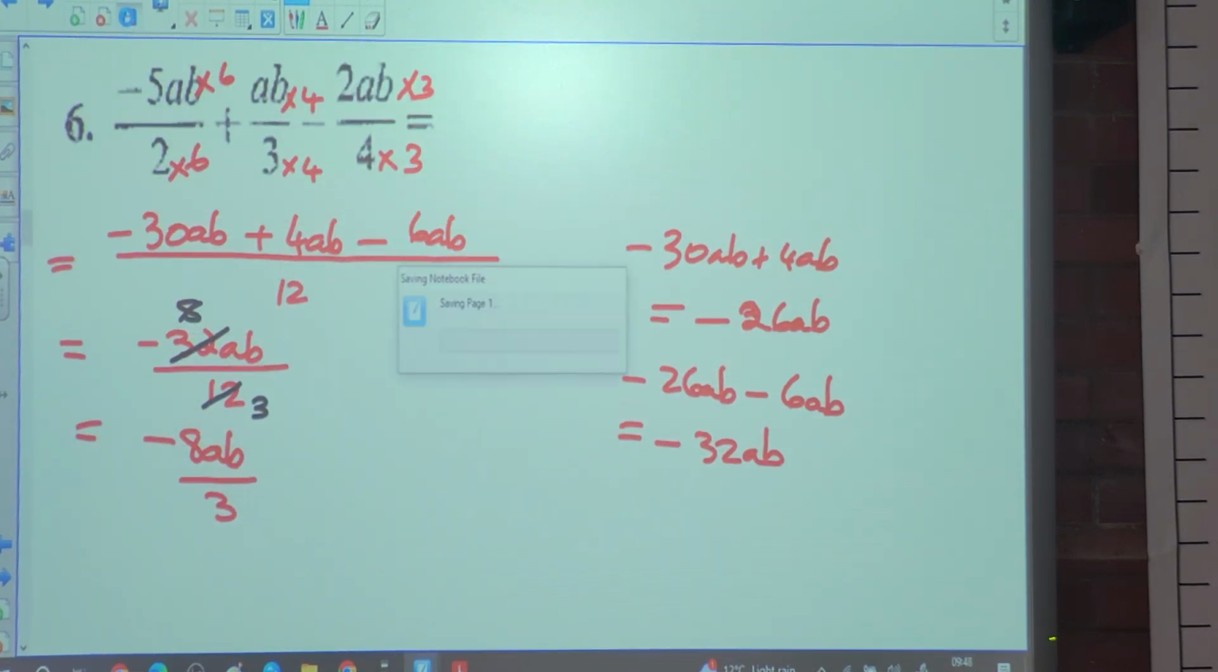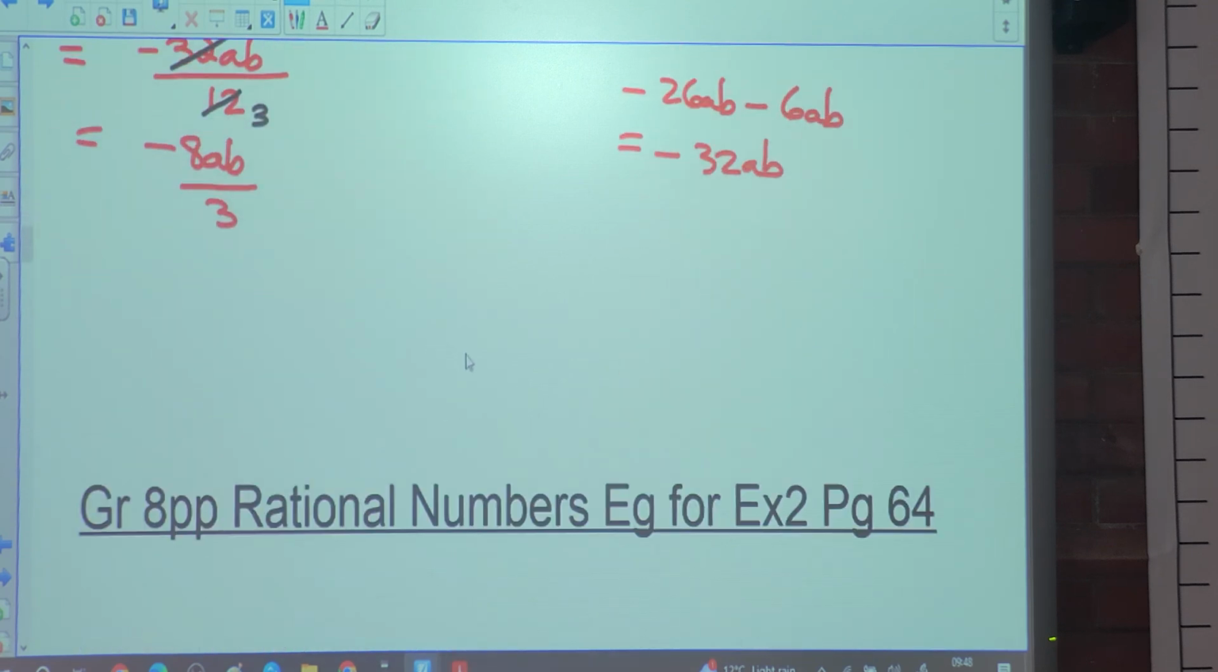This brings us to the end of the examples for exercise 2, which is on page 64. You can add that exercise to your homework, but only do the odd numbers, the 10 odd numbers, on the PDF.